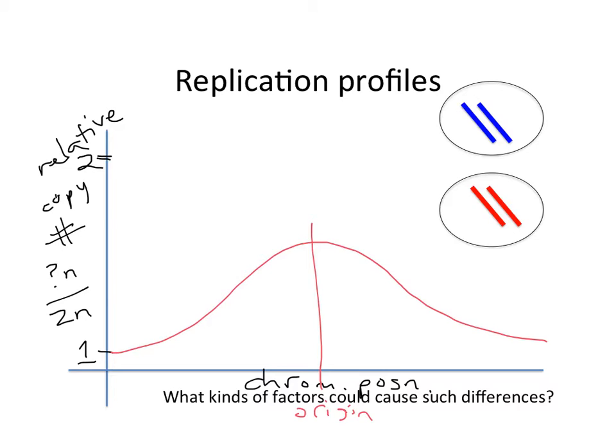So that middle point's going to be where half of it is doubled already. Oh, actually, yeah, you're right. It has to go all the way up to 2, correct? Yes, it should go all the way up to 2. Good point.